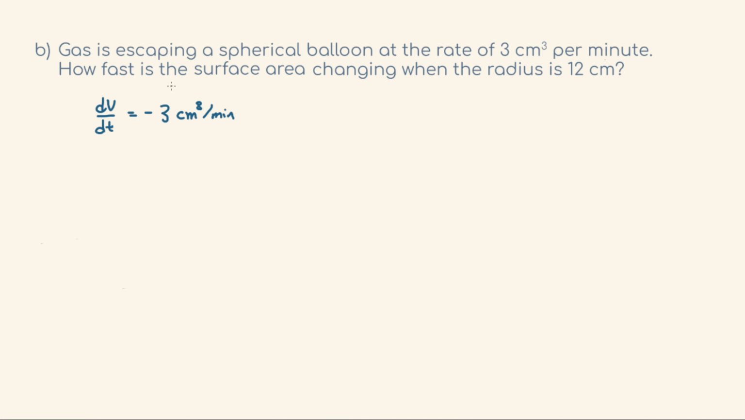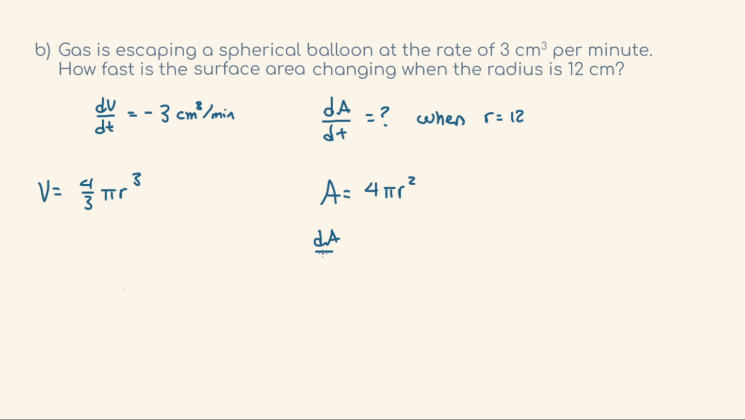Now, we're asking for how fast the surface area is changing. So once again, we're looking for dA over dt when r is equal to 12. All right, so let's write our two formulas again. We've got V is equal to 4 over 3 pi r cubed, and we've got A is equal to 4 pi r squared. Now let's differentiate here. So on the left side here, we've got dA over dt. And on the right side, we have 8 pi r dr over dt.